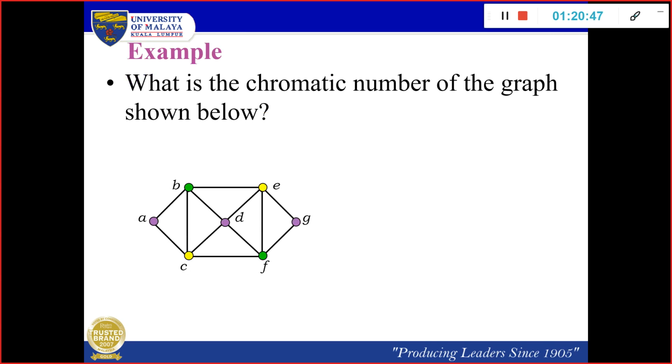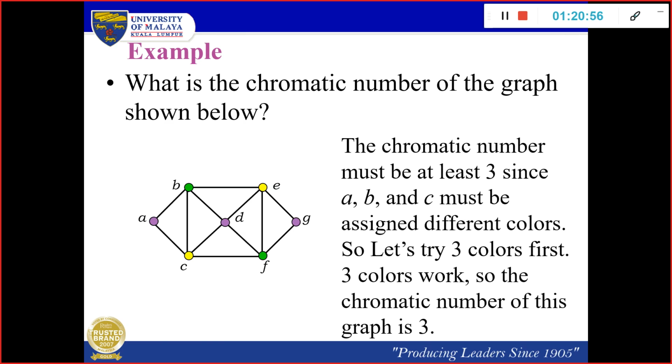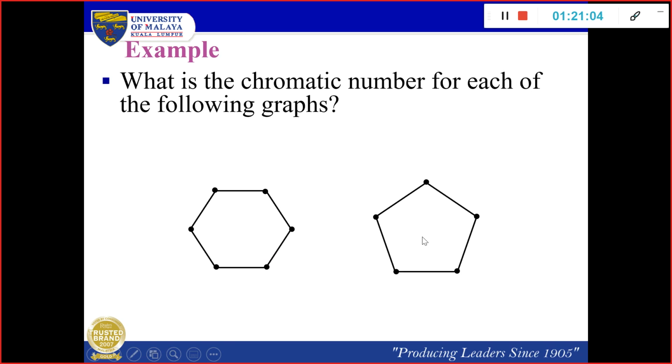So what is the chromatic number of the graph shown below? Of course, you have here three: green, purple, and yellow. So let's try three colors first. Three colors work, so the chromatic number of this graph is three.